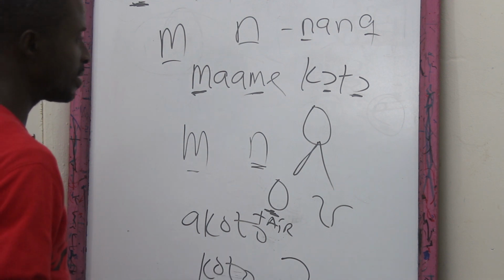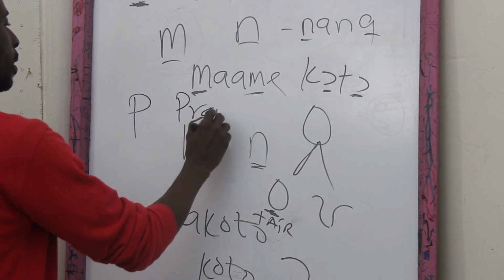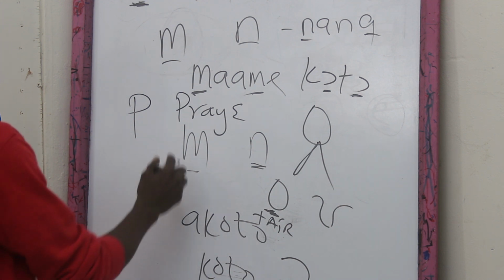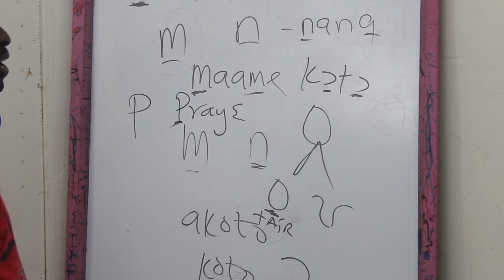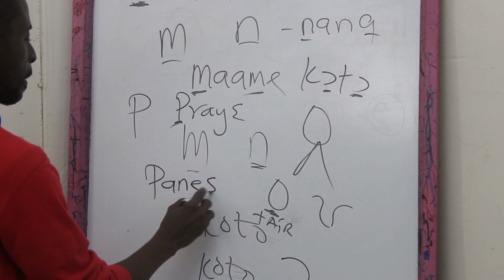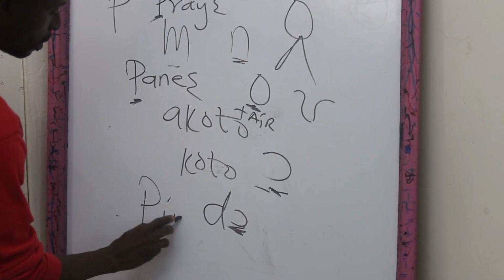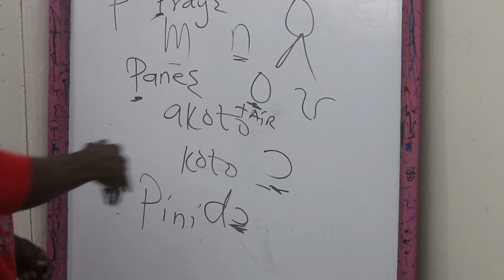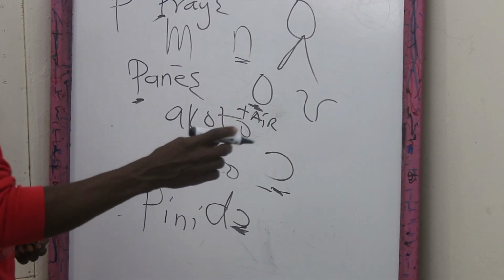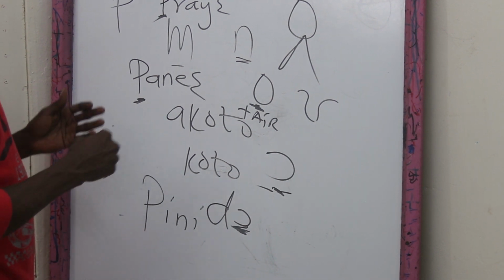Right. The next sound is P. P as in pry. Pry is broom. Panier. Panier is needle. Right. Penny. Penny means to push, to push to the other side. And there are a lot of examples. You can look for them for yourself.